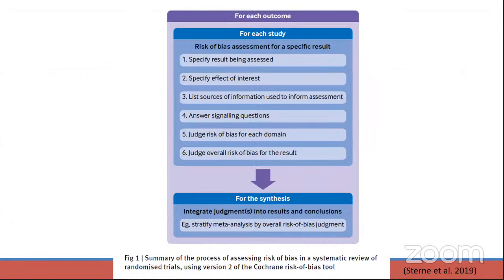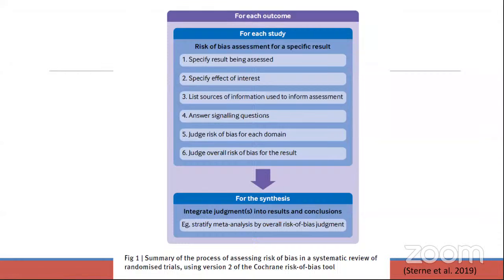And this flow chart summarizes the process of assessing risk of bias in a systematic review of randomized clinical trials using version 2 of the Cochrane risk of bias tool that was published in 2019 by Sterne et al. The most important thing you should notice is you need to pick up each outcome that is of interest for your systematic review. For example, one study might have more than one outcome of interest that is relevant for your systematic review. And pick up each outcome from each study and look for risk of bias associated with that.